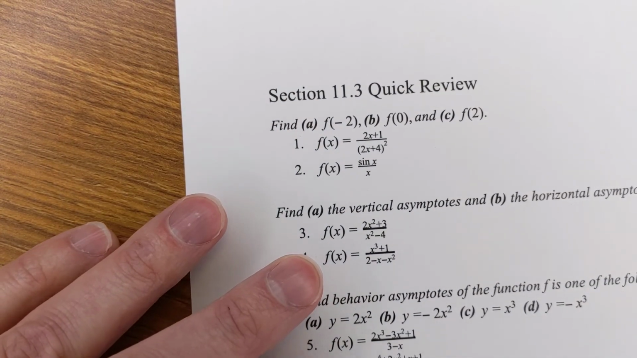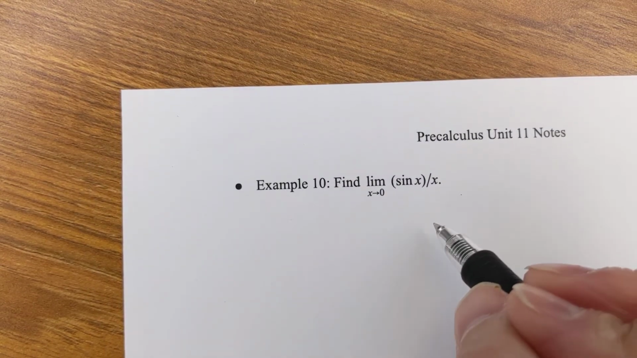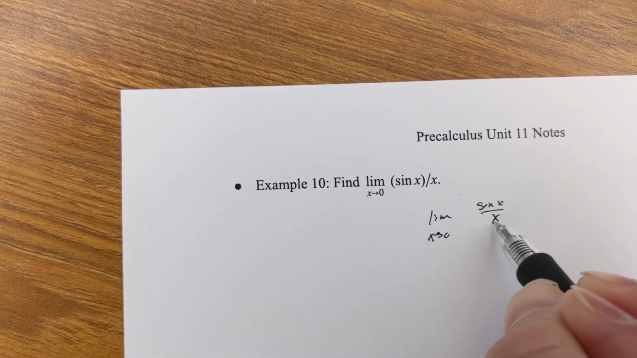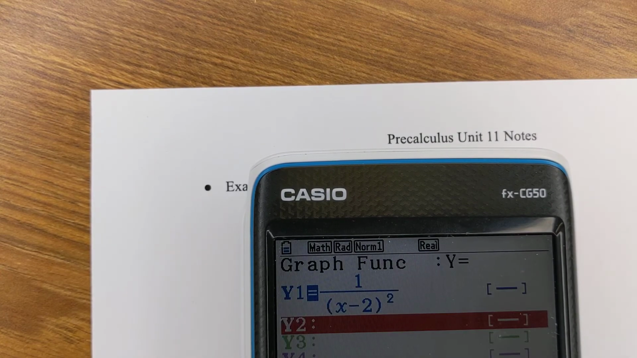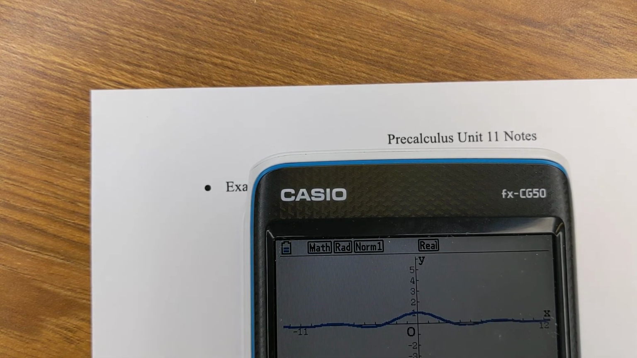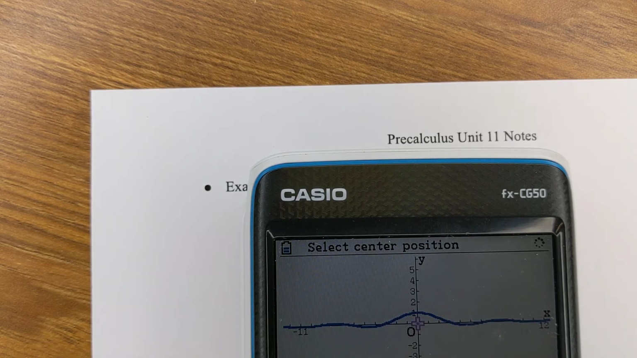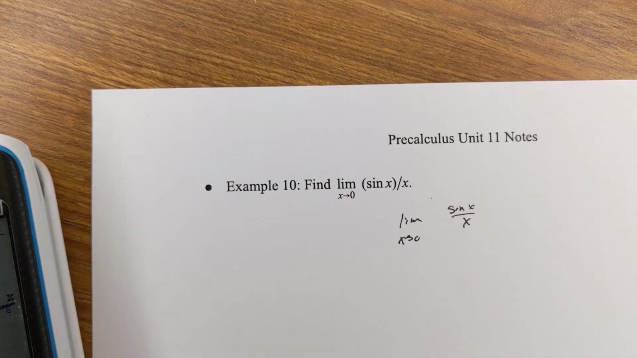All right, last example. Find the limit of sine x over x as x approaches 0. I can't do substitution because I would get 0 divided by 0, which I can't evaluate. But if I graph sine x over x, there's my shape. If I zoom in, you can see as x approaches 0, the y value approaches 1, and that's what the limit is.